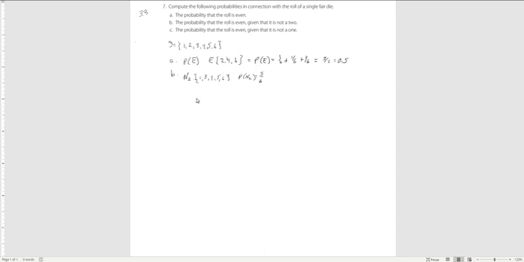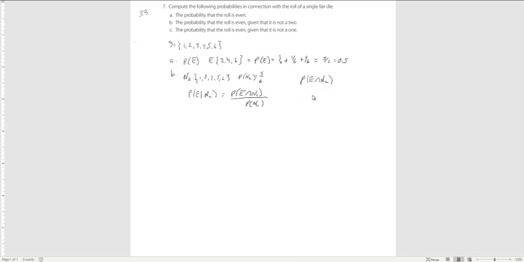Right, so now we have the conditional formula here. What we're wanting to know is what's the probability that it's even given it's not a 2. So here we have to go back to the formula from the chapter. We've got the probability of the intersection, so the probability that E intersect N2 divided by the probability of N2, so not 2. Okay, so we'll have to find the probability of the intersection, the probability of E intersect N2.